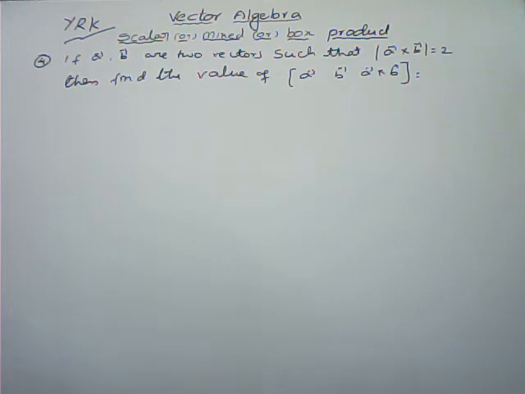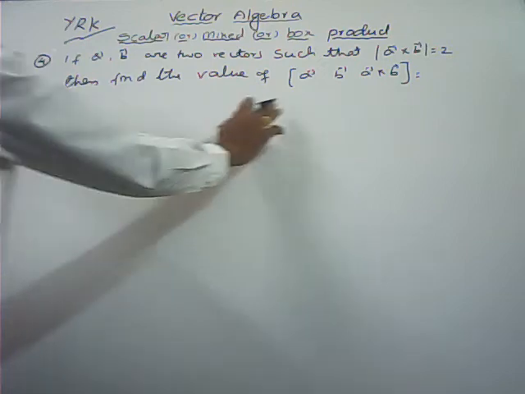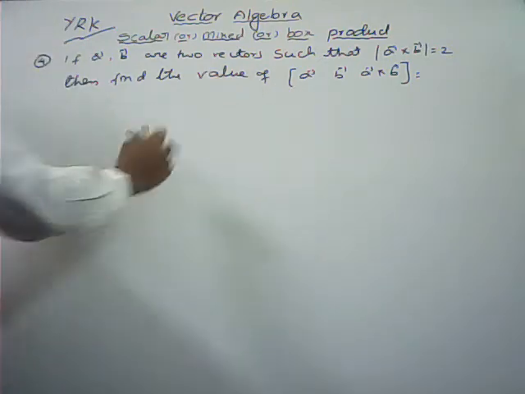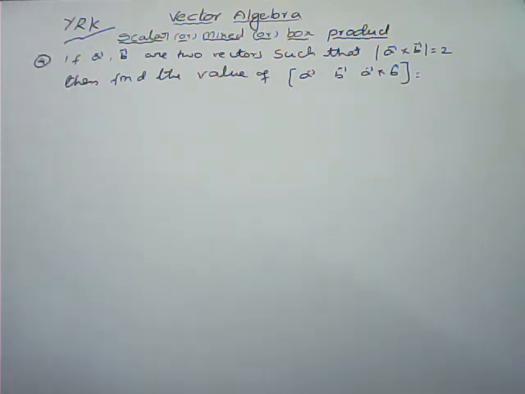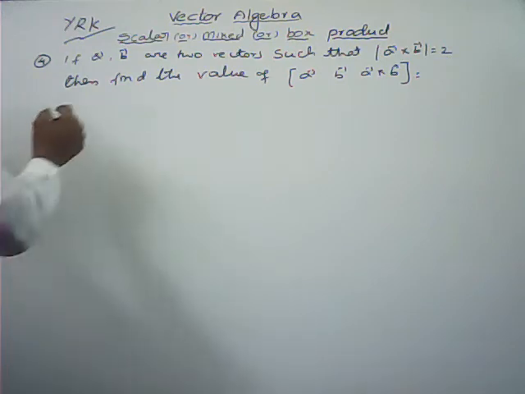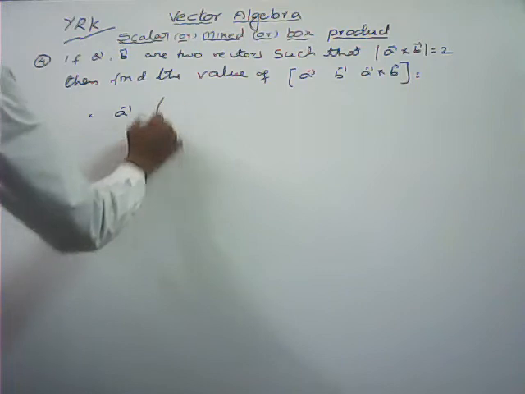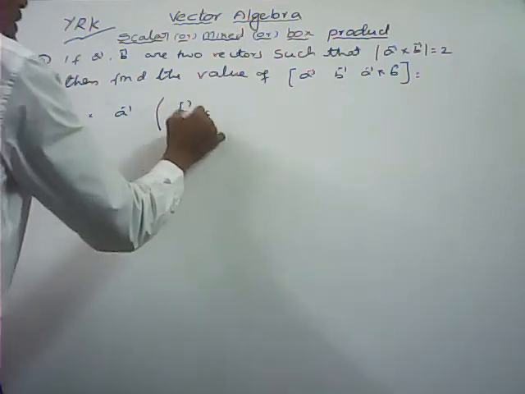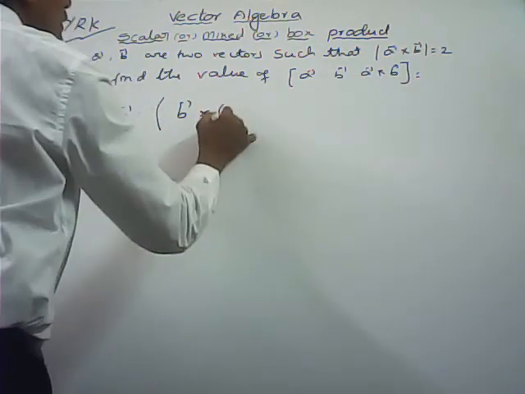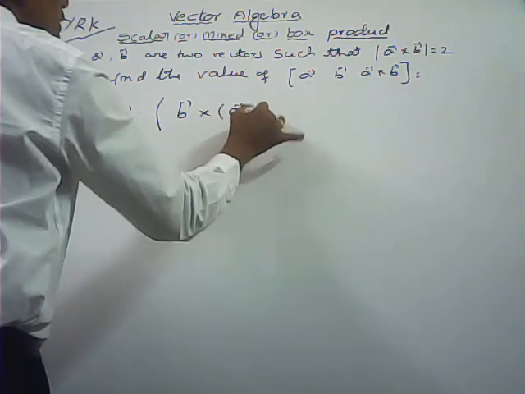Next one. If A bar, B bar are two vectors such that modulus of A bar cross B bar is equal to 2, then find the value of this one. Whatever the box ABC is, that is equal to A bar dot B bar cross C bar. So here, how to write it? A bar dot B bar cross, in the place of C bar, A bar cross B bar is there.